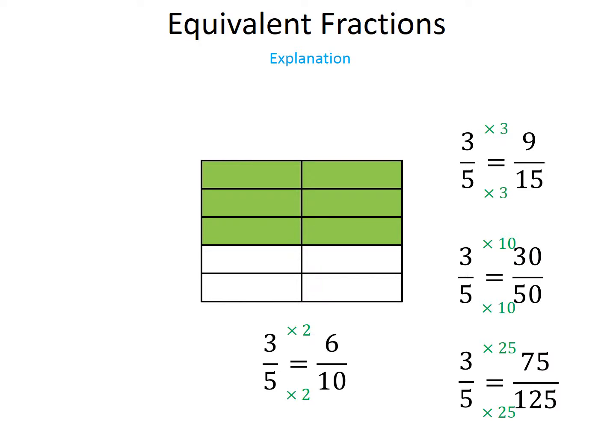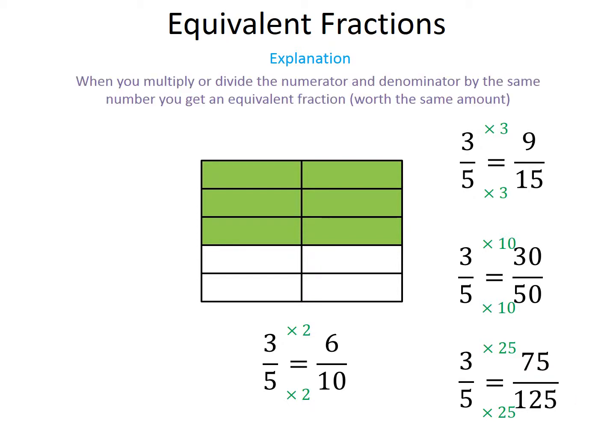And so that means if one person said, do you want 3/5 of a pizza, and another person said, do you want 75 125ths of a pizza, they're actually offering you exactly the same amount. And so when you multiply or divide, it works in reverse as well.